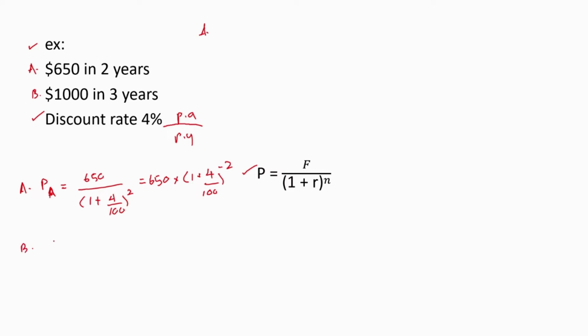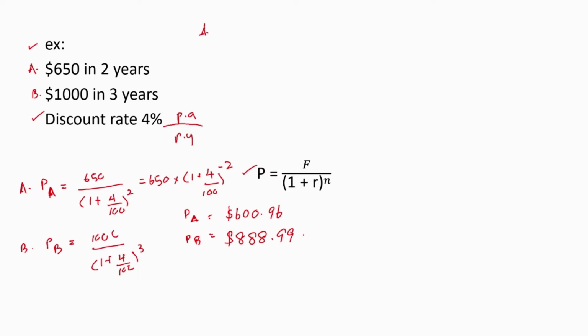Now for option B, the present value of option B equals 1000 divided by (1 plus 4 over 100) to the power of 3. N is 3 because it is 3 years. Now let's calculate the present values. The present value for option A is 600.96, about 600. The present value for option B is 888.99. Now we can compare these two options, because option A is worth $600 now and option B is worth $888 now, which means present values.